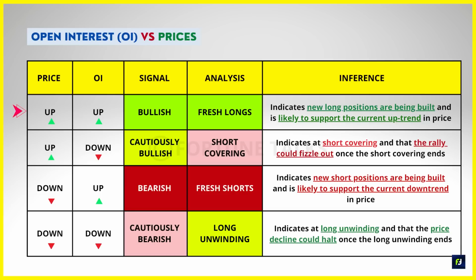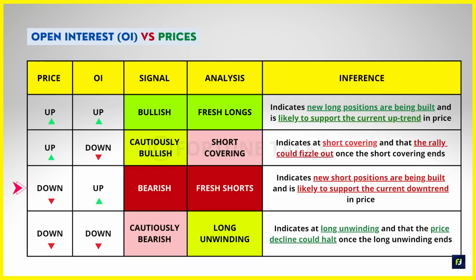Now, you can make generalizations like how we did in the case of the price and volume relationship. So, if an up move is accompanied by an increase in open interest, then it indicates new positions are being created which could support the price rally, and it is a bullish signal. Meanwhile, if an up move is associated with a decrease in open interest, then it could indicate weakness and an end to the price rally. I have used the term short covering here, which I will get to in a short while.